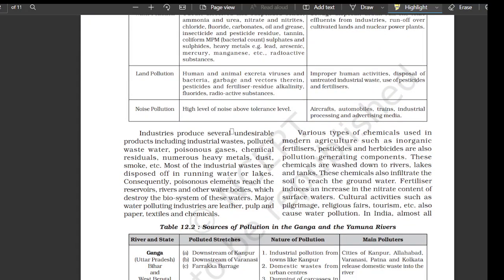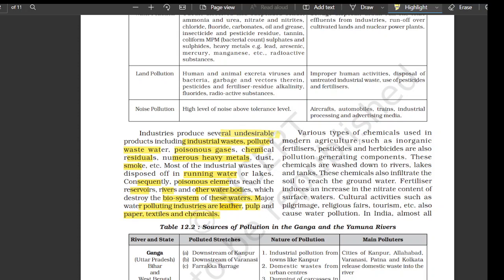Industries produce several undesirable products, including industrial wastes, polluted wastewater, poisonous gases, chemical residues, numerous heavy metals, dust, smoke, etc. Most of the industrial waste is disposed of in running water or lakes. Consequently, poisonous elements reach the reservoirs, rivers, and other water bodies, which destroy the biosystem of these waters. Major water polluting industries are leather, pulp and paper, textiles and chemicals.